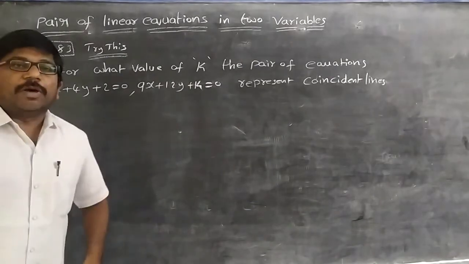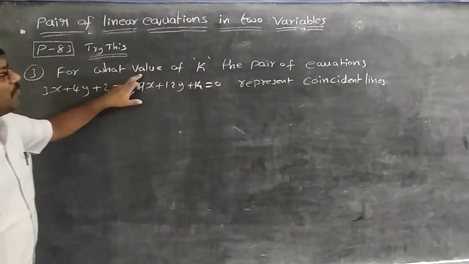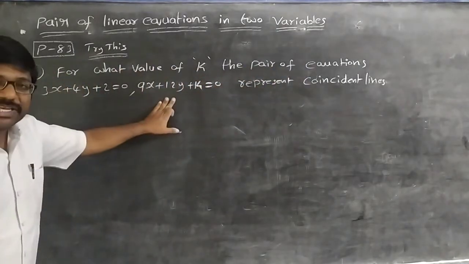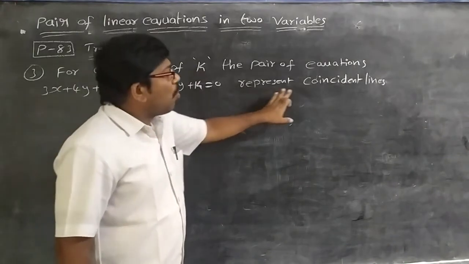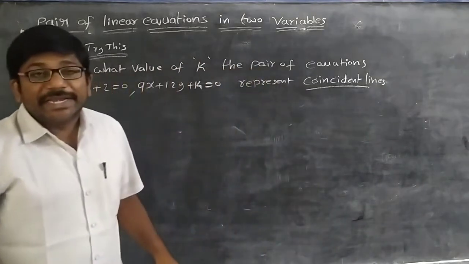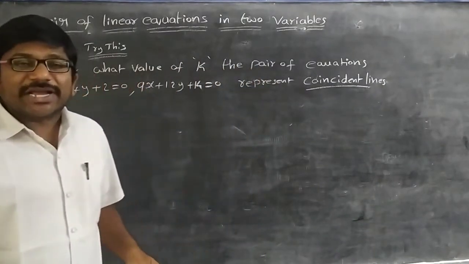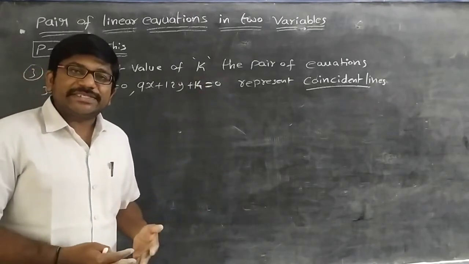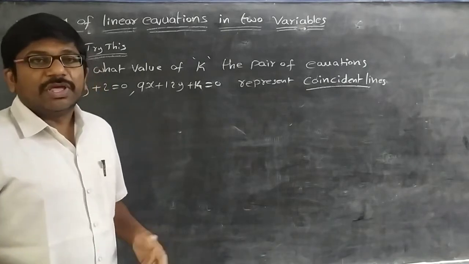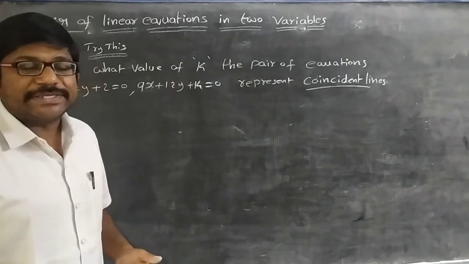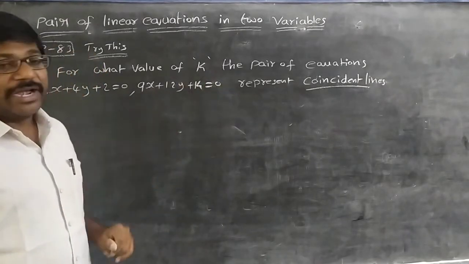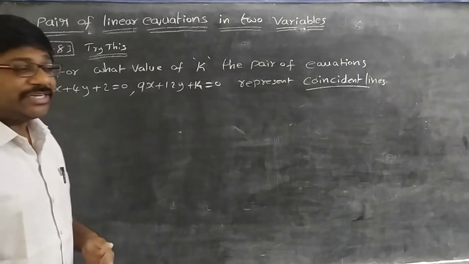Yes, go for the third problem. Observe carefully. For what value of k does the pair of equations, meaning the system of these equations, represent coincident lines? Coincident lines means the pair is dependent, right? So what is the condition for dependent lines, the third one: a1 by a2 is equal to b1 by b2 equal to c1 by c2. Means if all the ratios a1 by a2, b1 by b2, c1 by c2 are equal, then the pair is dependent, meaning coincident lines, right?